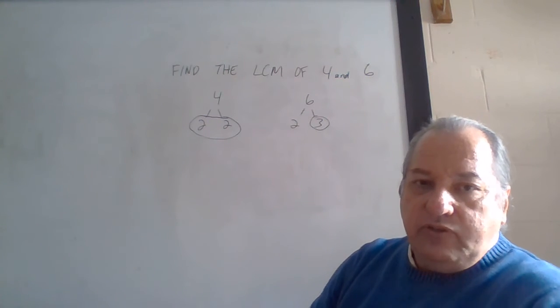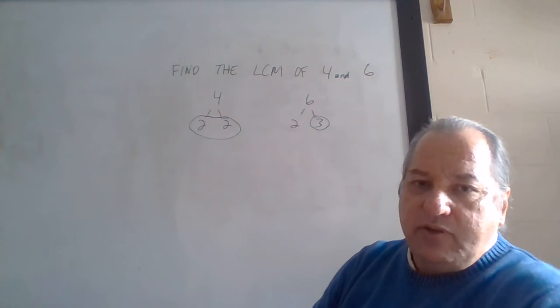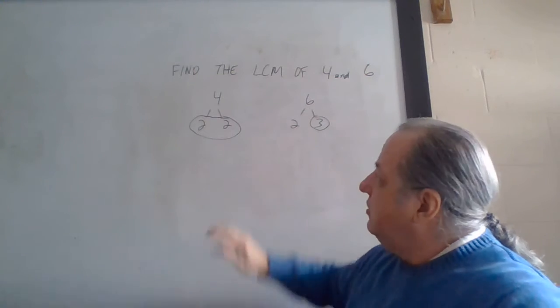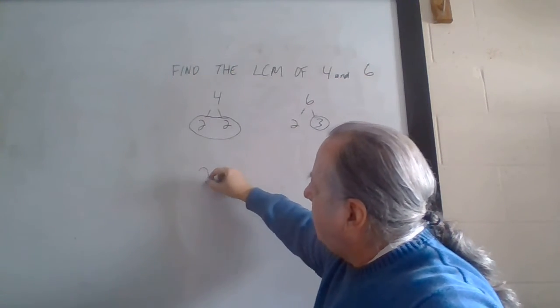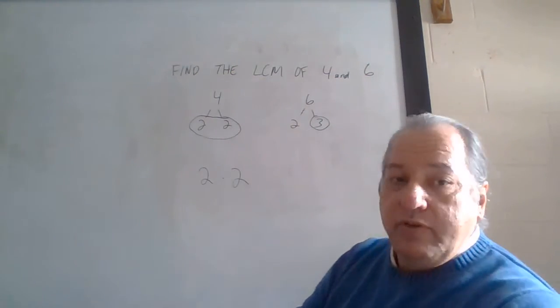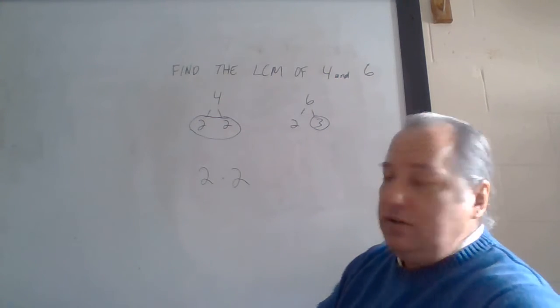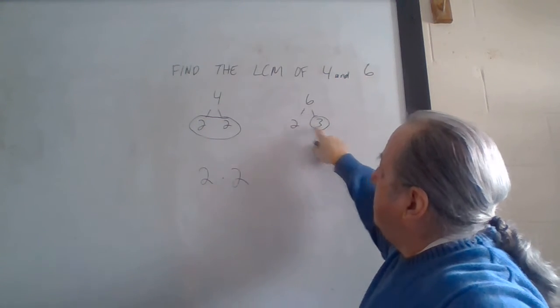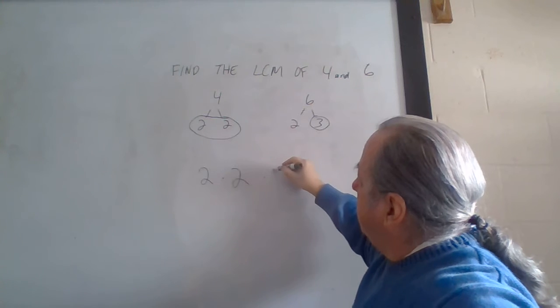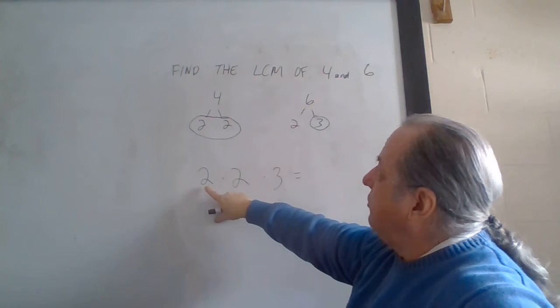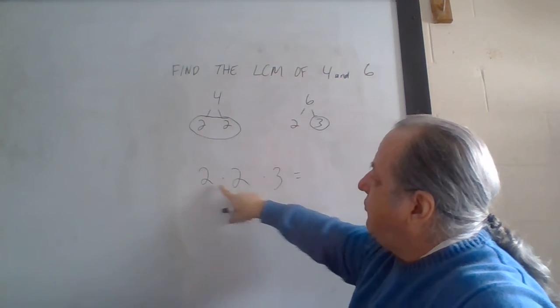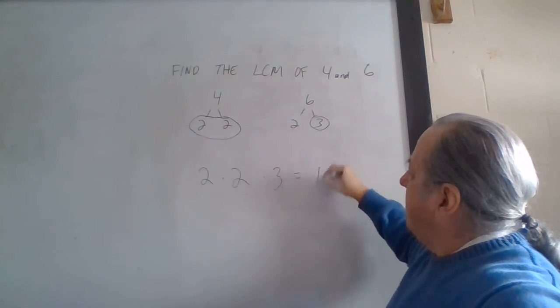Then step 3 is to take those largest groups of each prime factor and multiply them together. So I've got my 2 2s that I've circled. I'm going to use both of those for multiplication. And I've circled my 1 3 here because there weren't any here. So I use that 1 3. And then when I multiply those numbers together, 2 times 2 is 4. 4 times 3 is 12.